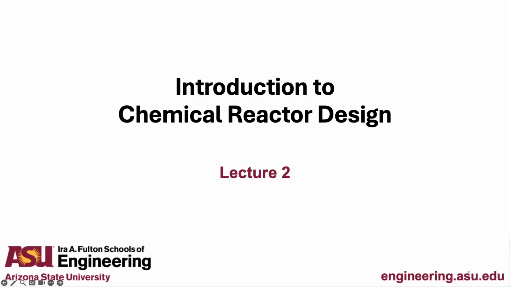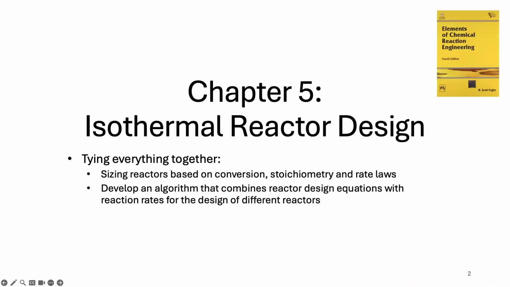Welcome to the second lecture in our Introduction to Chemical Reactor Design module, part of the Catalyzed Transitions to Chemical Engineering course. In this lecture, we'll be beginning in Chapter 5 of the Fogler text, focusing on isothermal reactor design. Here, the overall goal is to tie together the things we learned in our previous lectures so that we can develop an effective algorithm for sizing reactors based on incorporating knowledge about conversion, stoichiometry, and rate laws.